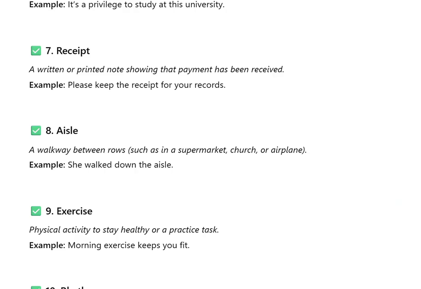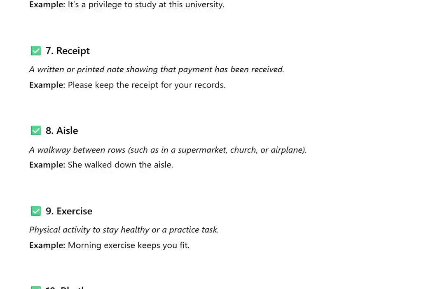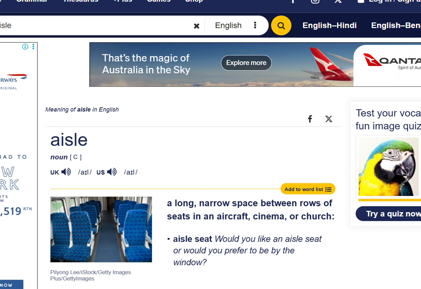So this is aisle seat. Most probably in the airplane, you see this word, aisle seat. A walkway between rows, such as in a supermarket, church, or airplane. Like, she walked down the aisle. It's the seat beside where you have the place to walk, just beside that seat, where you can go easily outside, or when you want to go to the bathroom. If you sit in an aisle seat, you can just go easily.